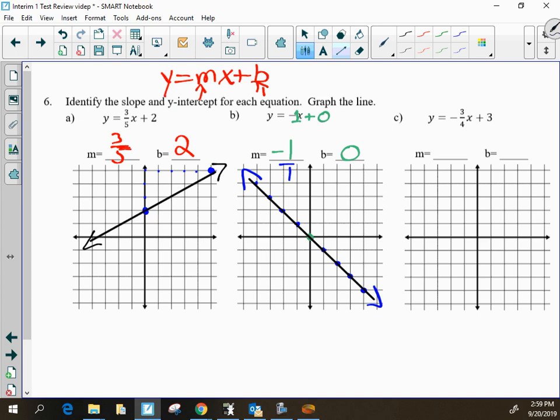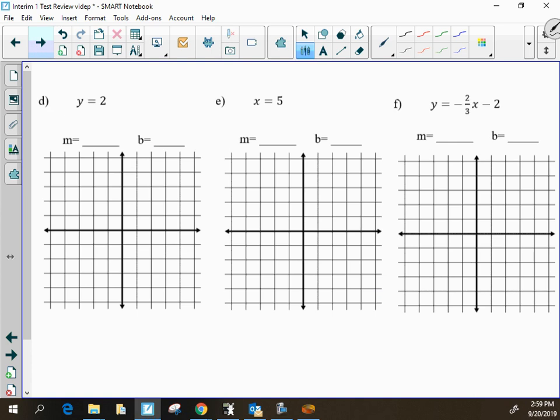For C, the slope is -3/4. The y-intercept is 3. So you'd start at 3, always start with the y-intercept, and then follow the slope pattern, down 3 over 4. And then we get a ruler. We draw our straight line, and we put our arrows on. So if you're given an equation in slope-intercept form, that is how you graph it.